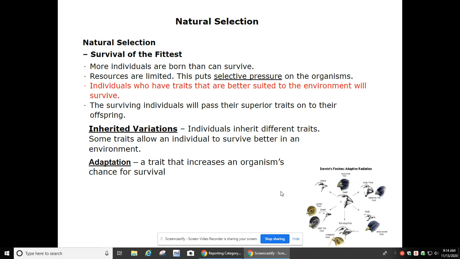Okay, so let's go through some of these bullet points. More individuals are born than can survive. The ecosystem can't necessarily support all of the organisms that are born there, so some individuals that are born do not survive. Resources are limited, so there is a carrying capacity to which certain organisms can survive in an ecosystem. So this puts selective pressures.